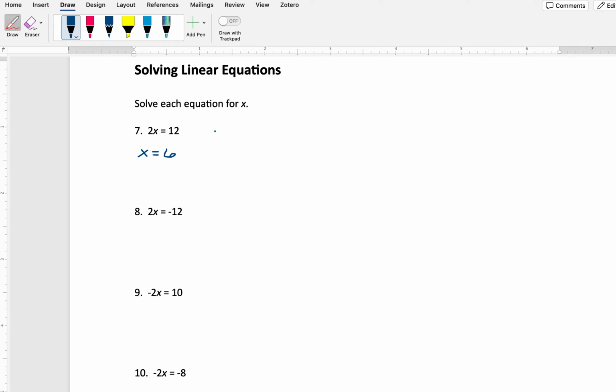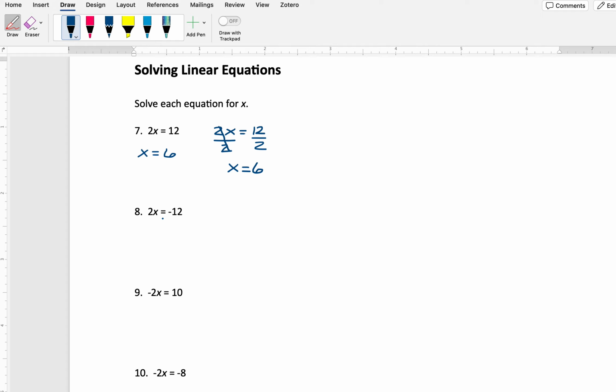If I wanted to solve it algebraically, instead of just thinking about the answer, what I need to think about is the fact that if I'm thinking about 2 times what equals 12, that means that 12 divided by 2 is the what? So if I divide both sides here by 2, then I get x equals 12 divided by 2, so x equals 6.